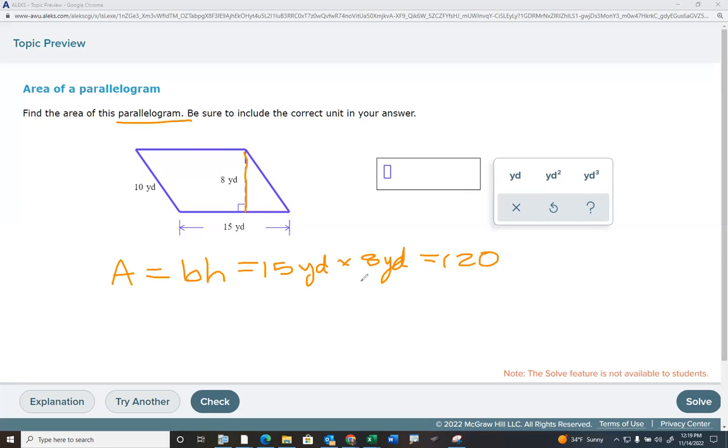And just to get you thinking about it, when you multiply something by itself, it's that thing squared. That's where the squared is coming from. That's where the yard squared or square units are coming from for area. Anyway, that's how you do a parallelogram. You basically do it just like the rectangle, which is really cool.